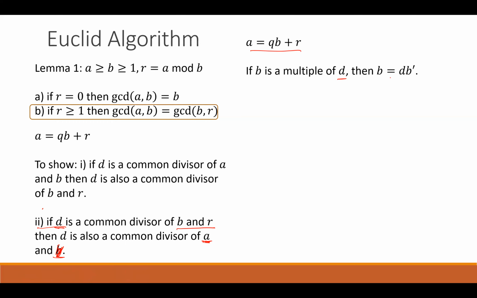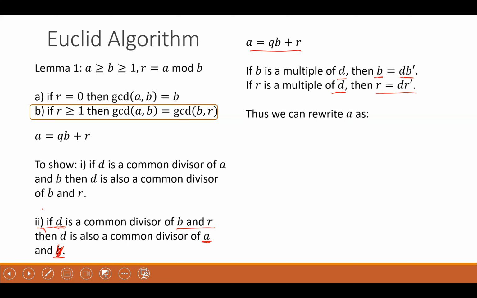D divides into B evenly, so I can write B as D times B prime. D divides into R evenly, so I can write R as D times R prime, right? This is our assumption. And if those two are true, then I can write A by substituting D times B prime in for B, and D times R prime in for R. And I can take out the common factor of D.